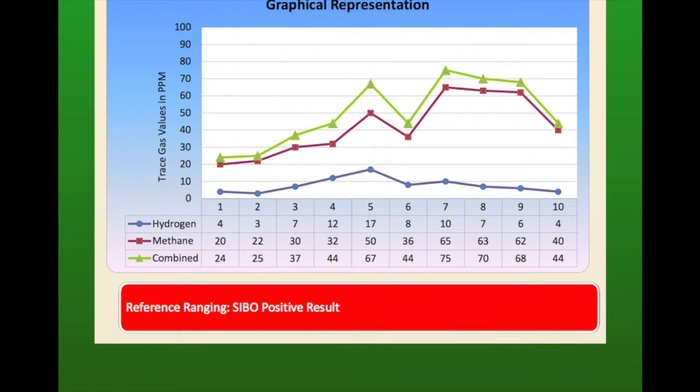SIBO testing helps to identify the overgrowth of bacteria in the small intestine. We detect hydrogen and methane gases, and it's these gases produced by the bacteria that create the bloating, gas, reflux, constipation, and/or diarrhea. Knowing the type of bacteria you have, or the type of gases you have, can help tailor the treatment to be more specific for you.